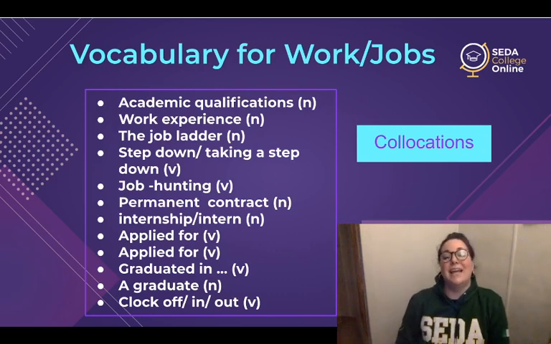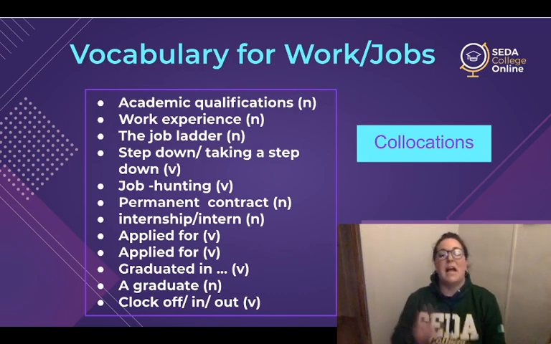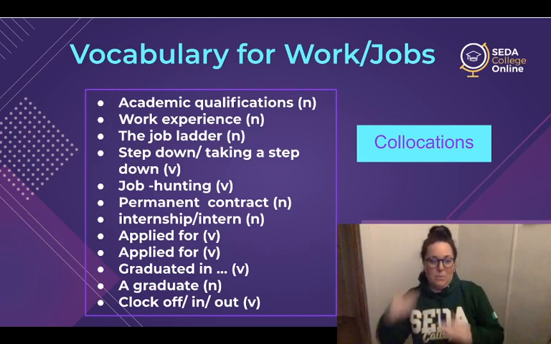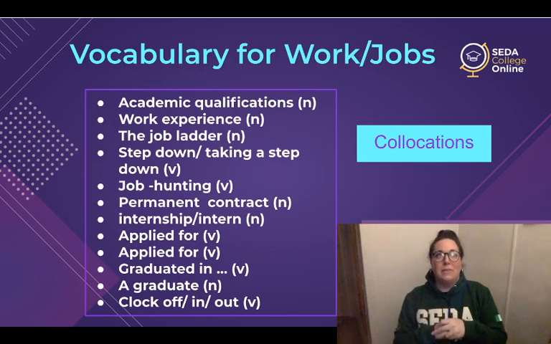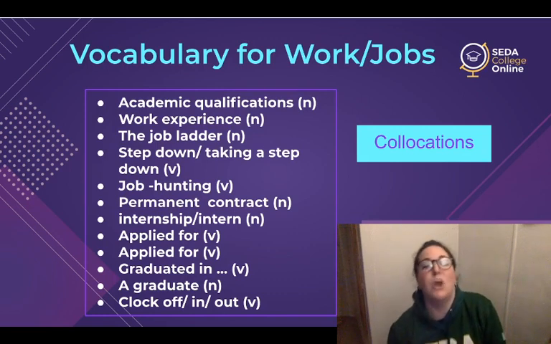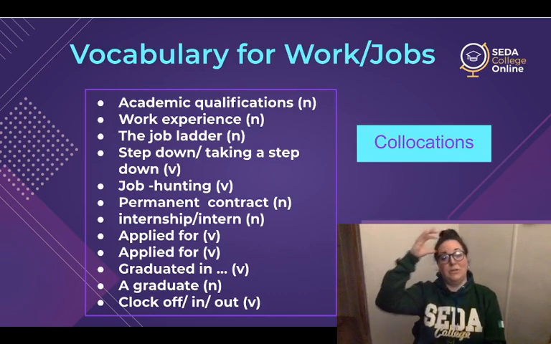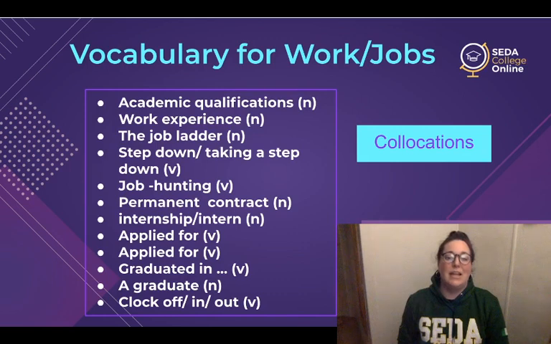Okay. Next, we have step down, which comes from the whole idea of the job ladder. So to step down or taking a step down, those are verbs, mean kind of 2 slightly different things. So if you step down from a position, that could mean that you are still with the company and you're just no longer doing that position anymore. Or it could mean that you're leaving the company altogether. Depends on the circumstances, but you're no longer doing that higher level position that you were doing. And you can say so-and-so or the CEO is taking a step down.